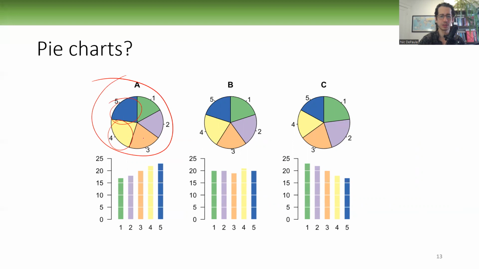It's not clear that 4 is greater than 3 or 3 is greater than 4. It looks like 5 is greater than 1, but is 5 greater than 2, and how much greater? When we put it in a bar chart, it's much clearer to see that, oh yeah, 5 is actually substantially higher than 2, although the same is not the case here. And you can see it in the different examples as well. So generally, let's use bar charts instead of pie charts.